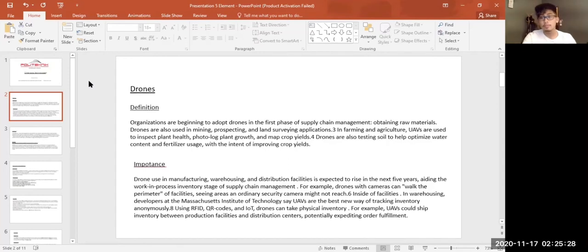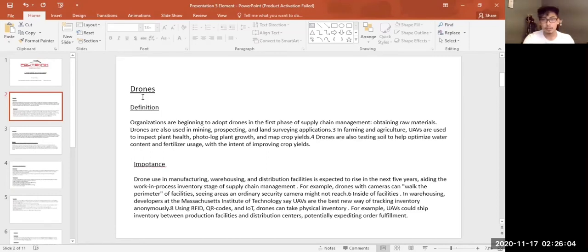So the importance of drones: drones in manufacturing, warehousing, and distribution facilities are expected to rise over the next 5 years, aiding the work-in-process inventory stage of supply chain management. For example, drones with a camera can walk the perimeter and the facility to scan areas, and ordinary cameras might not reach 6 inches inside of facilities.